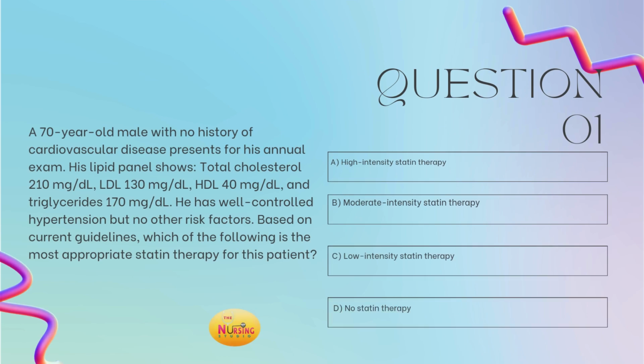Question number one states a 70-year-old male with no history of cardiovascular disease presents for his annual exam. His lipid panel shows a total cholesterol of 210 milligrams per deciliter, an LDL of 130 milligrams per deciliter, an HDL of 40 milligrams per deciliter, and triglycerides of 170 milligrams per deciliter. He has well controlled hypertension, but no other risk factors. Based on current guidelines, which of the following is the most appropriate statin therapy for this patient? Is it A, a high intensity statin, B, moderate intensity statin, C, low intensity statin therapy, or D, no statin therapy?